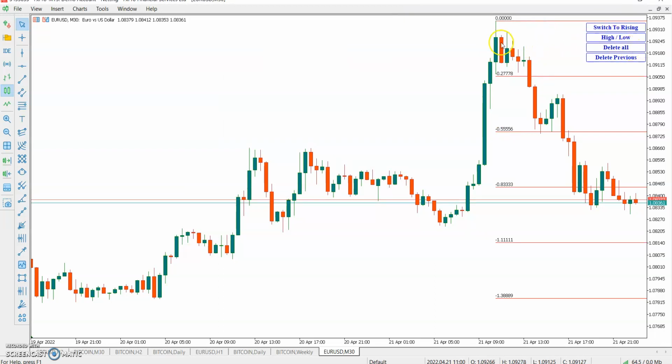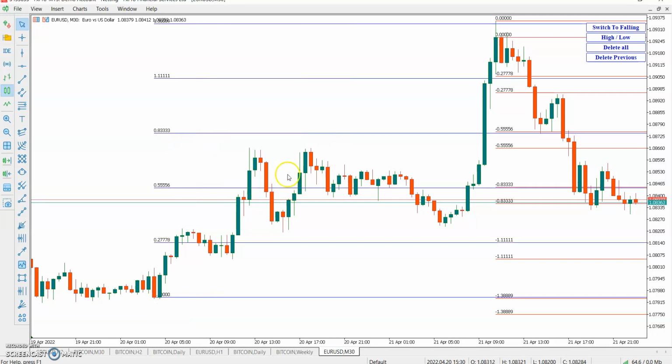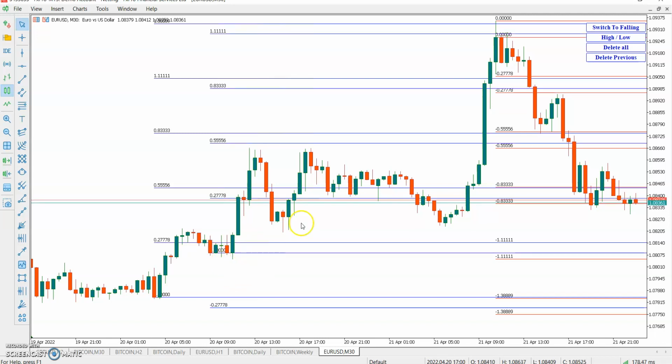See, it's high and low by default. When you press that button again, it goes to a closed basis: higher close as well as rising, and the lower close. See, it's a lower close. It takes it automatically. Suppose this one is a lower close, so these are the lower closes.